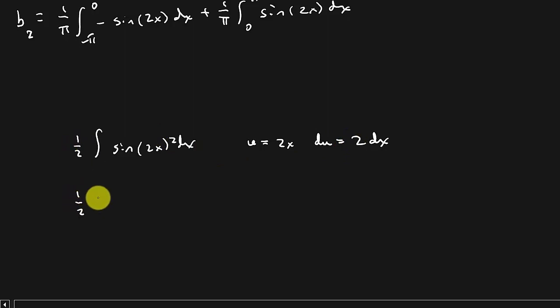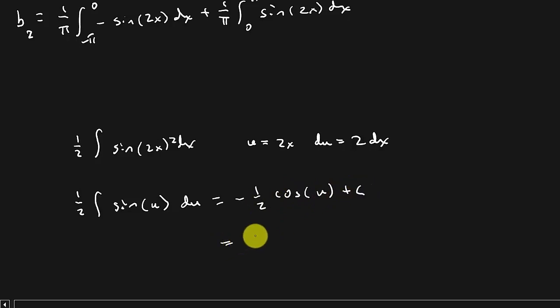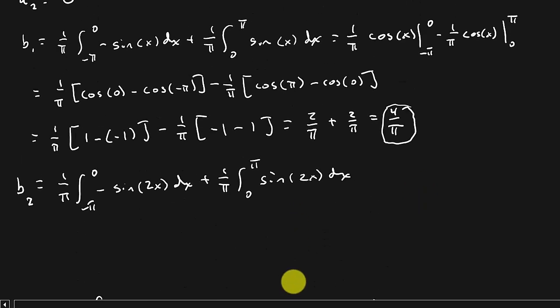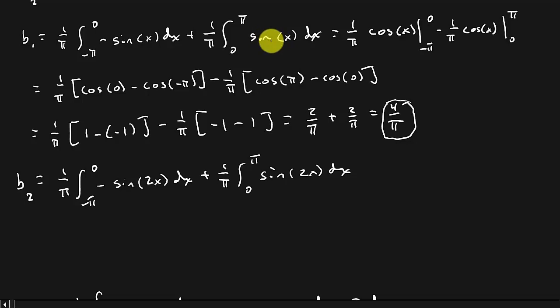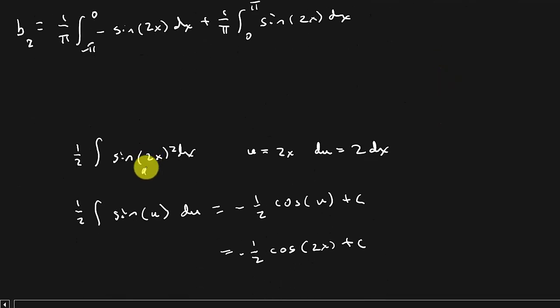So we get 1/2 times the integral of sine, and in the place of 2x we put u, and in the place of 2 dx we put du. That would be negative 1/2 cosine u plus c, which is negative 1/2 cosine 2x plus c. What I'm getting at is, up here, when we integrated sine x, we know the integral of sine x is negative cosine x. But this time we have a number in front of the x. See how we have this 2 in front of the x?